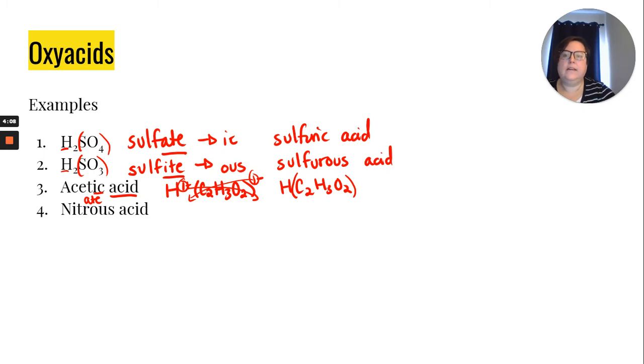Let's look at another example. Nitrous acid. So again, it's an acid, so it has to start with hydrogen. The OUS means the polyatomic ends in ITE. So this is nitrite, which is NO2 with a negative charge, that's a -1, and we would cross to the outside of those parentheses and we get HNO2.